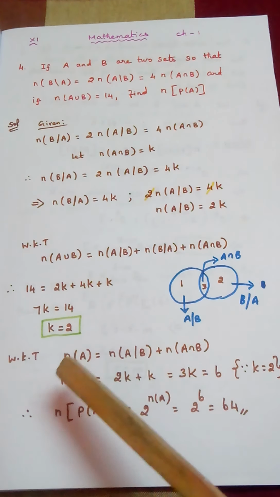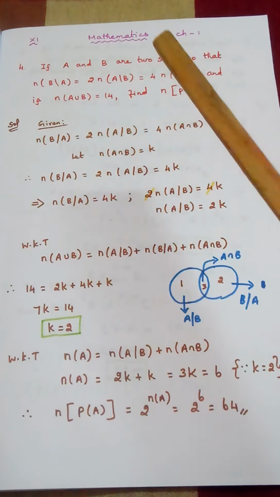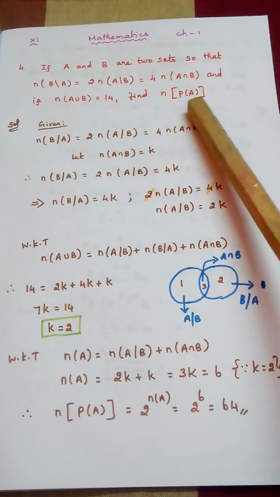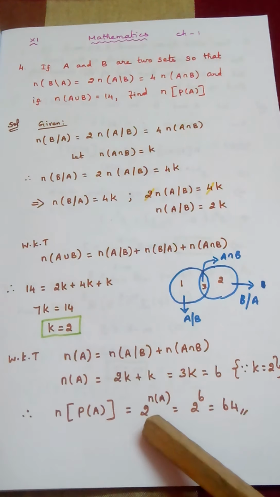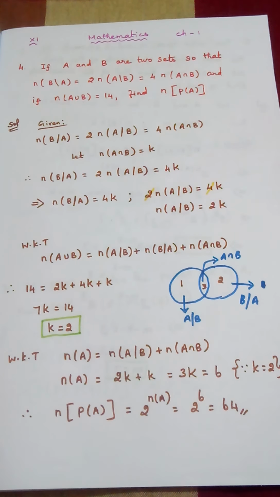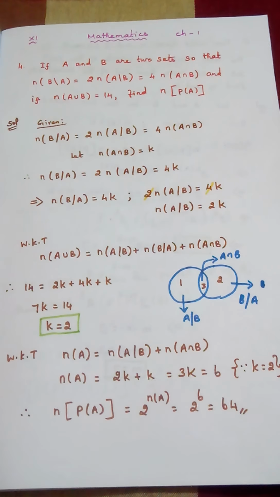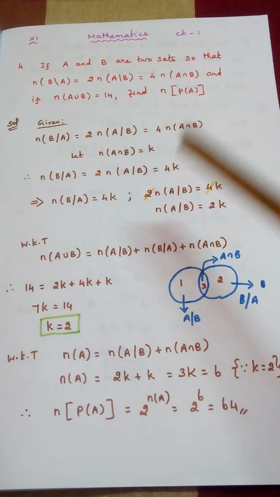So since now we have got n of a is equal to 6, we can now answer this question, n of p of a. N of p of a's formula is what? 2 power n of a, which is 2 to the power of 6 equal to 64. Looks like a bit difficult, right? You should say no, sir, it is easy only, because we will just revise it once again.